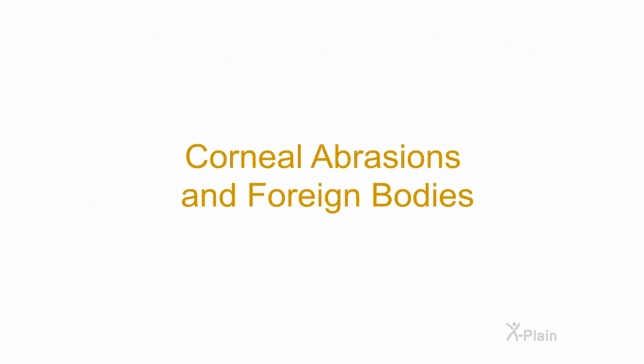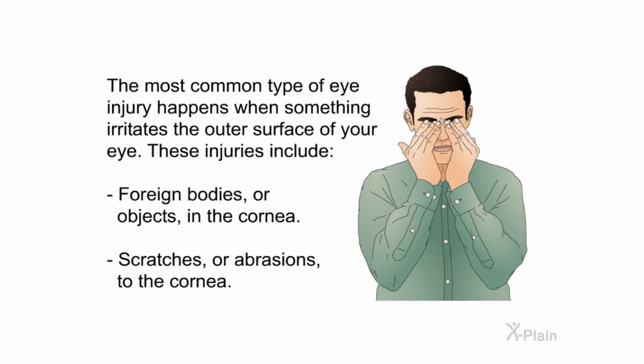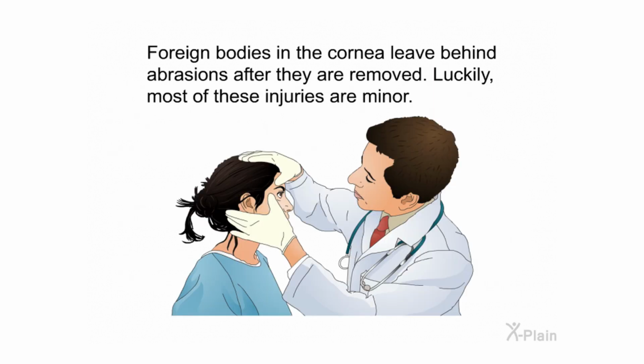Corneal abrasions and foreign bodies. The most common type of eye injury happens when something irritates the outer surface of your eye. These injuries include foreign bodies or objects in the cornea, scratches or abrasions to the cornea. Foreign bodies in the cornea leave behind abrasions after they are removed. Luckily, most of these injuries are minor.